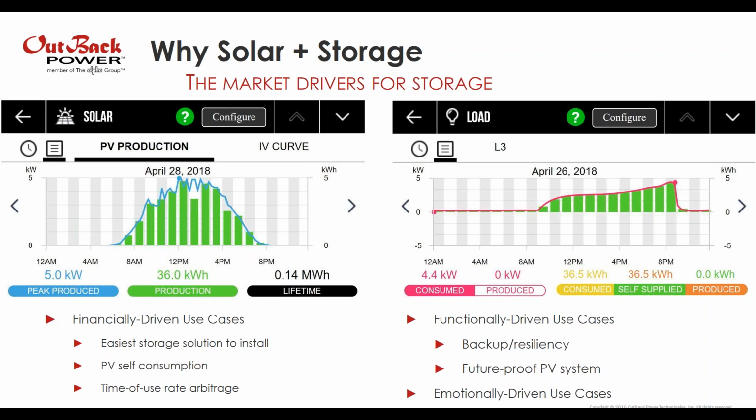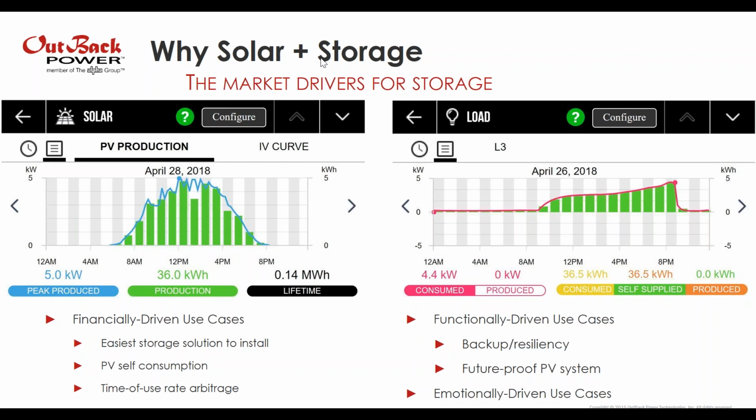So there are the financially driven use cases for solar plus storage. And SkyBox is the easiest storage solution to install. It supports PV self-consumption and it supports time of use energy arbitrage. And then there are the financially driven use cases, backup or resiliency, and a future-proofed PV system. So we have the ability to add additional equipment, you can add a generator later, for example, and we can adjust software firmware later on to support different regulatory requirements when they come down the road.